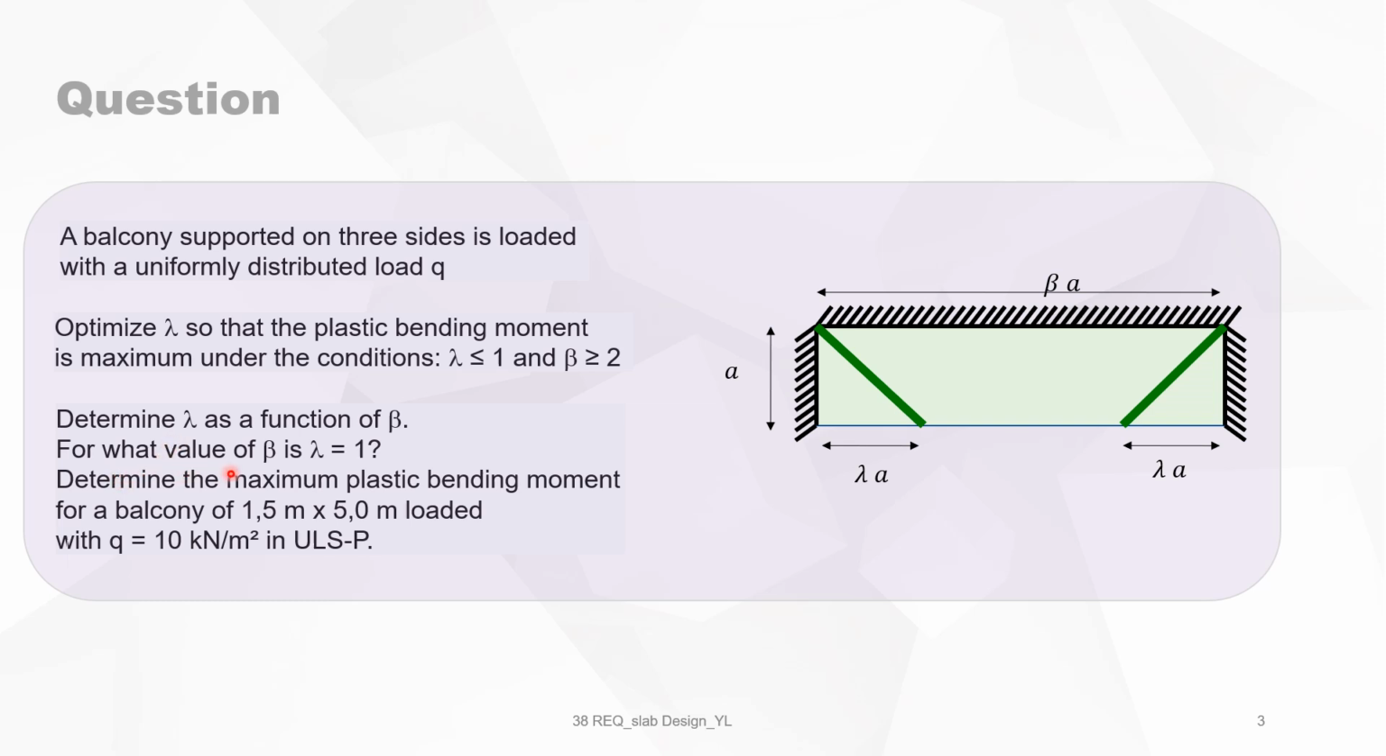For what value of beta is lambda equal to 1? So for what value of beta is this angle 45 degrees? Determine the maximum plastic bending moment for a balcony of 1.5 by 5 meters loaded with 10 kilonewton per square meter in ultimate limit state persistence.